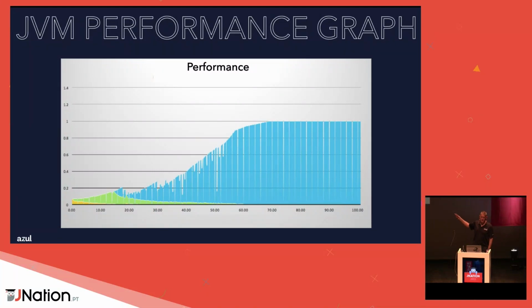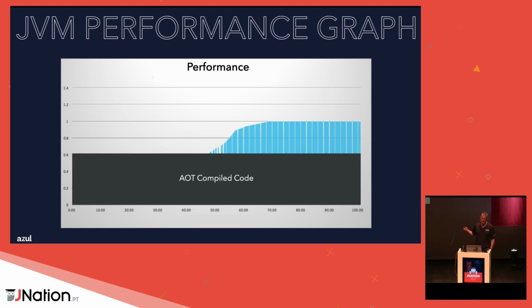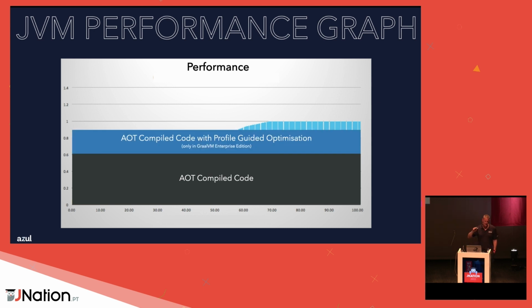If we take a look at the performance graph again, now with the AOT approach, then this is more guessing because this really depends on your application. But usually you can say you can reach up to 60, 70% of the performance with plain AOT, no profile-guided optimization. If you use PGO, then you can get up to 90%, sometimes even reach the JIT. It depends. But keep in mind, you have to do the profiling first, right? Okay, and it's only available in the Enterprise Edition.